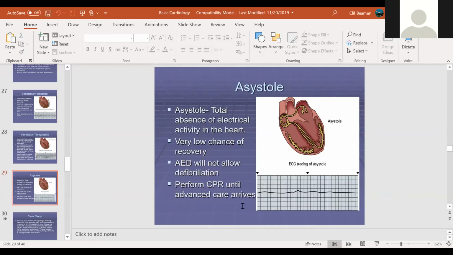Okay. So what's the treatment for asystole? CPR. Yeah. CPR, we'll do the whole code thing. Airway management, IVs or IOs, epi 1 to 10 every 5 minutes. See if anything changes. Probably won't.